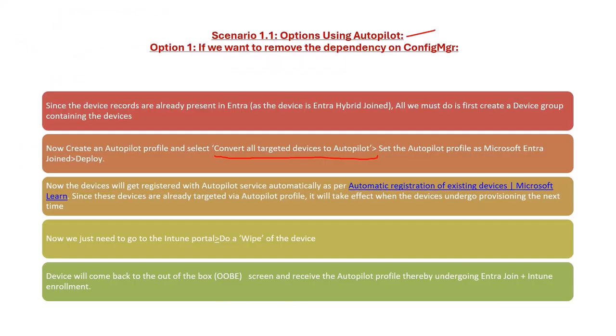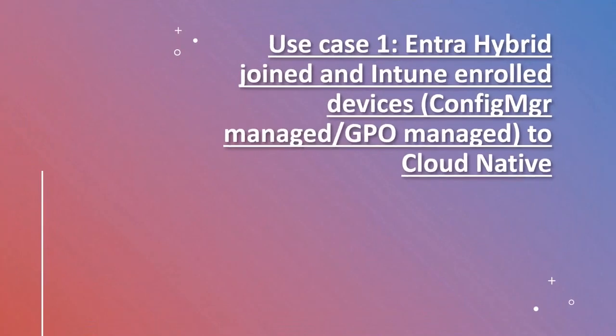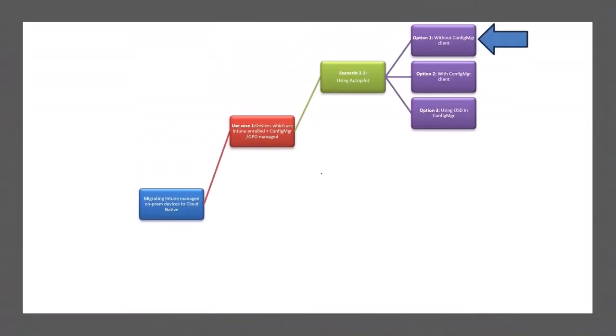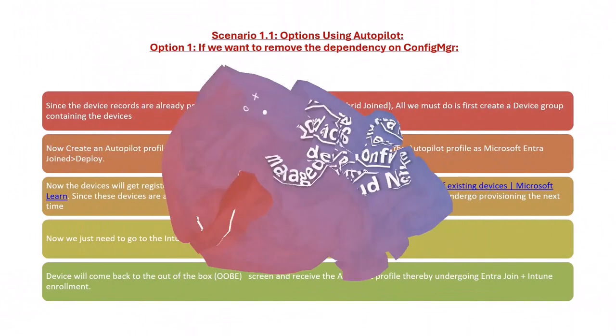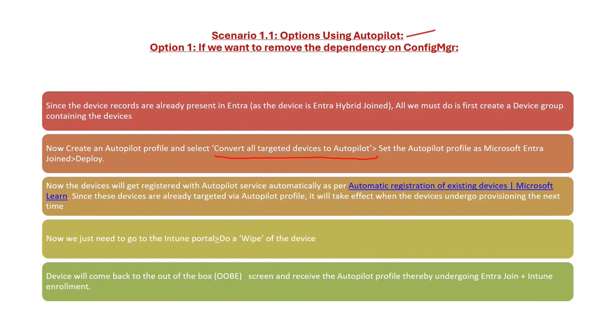Right now we are talking about this use case. Which use case are we talking about? We are talking about the use case wherein the devices are Intune enrolled and maybe managed via SCCM and Intune, that is co-management is enabled, or maybe managed via group policy, and we want to get to this end state of getting the devices cloud native and using Windows Autopilot. Okay, so the first option was not using Config Manager, which is the recommended approach because we want to remove the dependency from Config Manager.